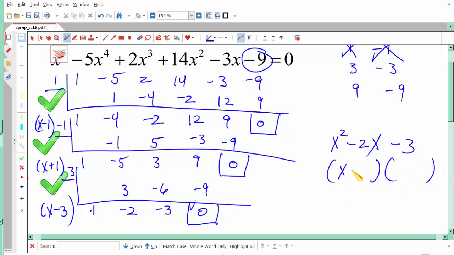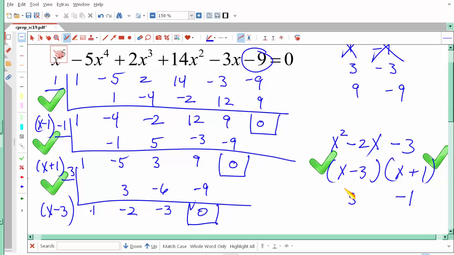So I'm going to get x minus 3 and x plus 1. So those are my fourth and fifth factors, and the fourth and fifth solutions, then, are 3 and negative 1.